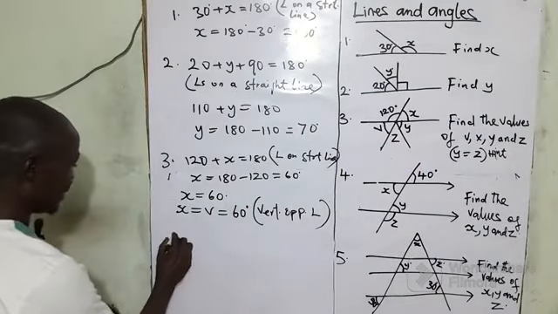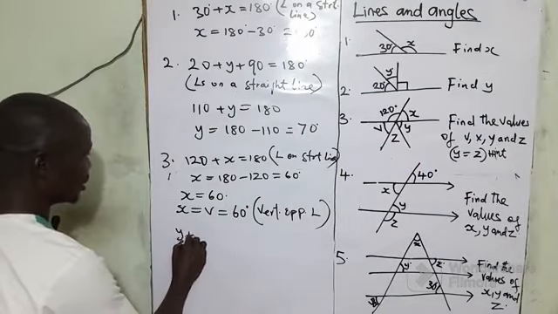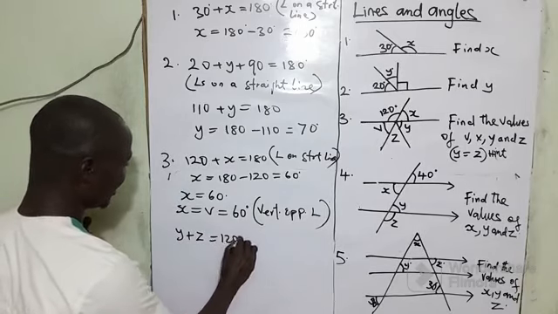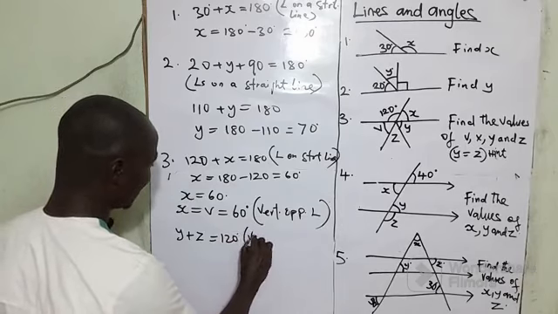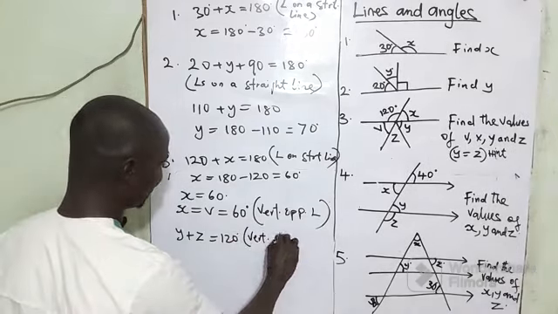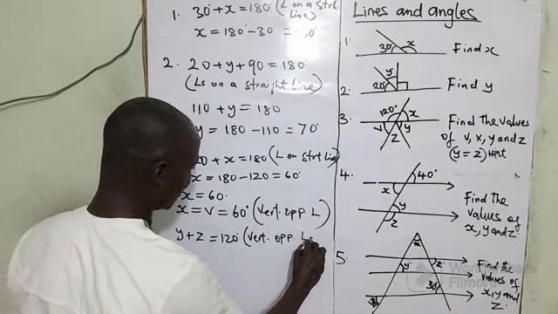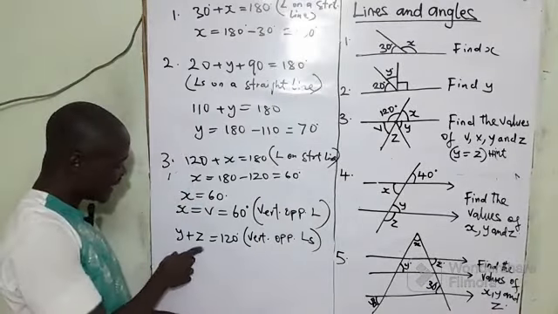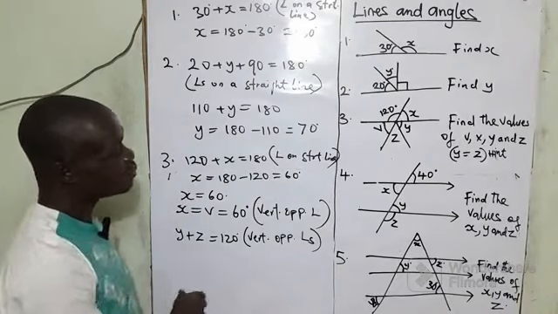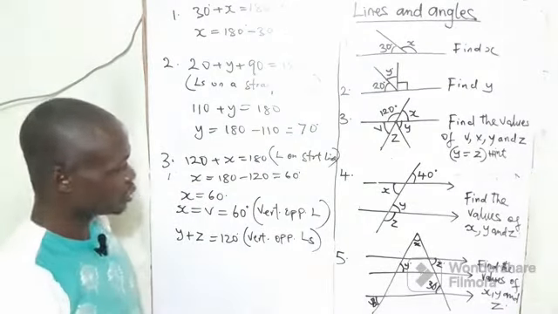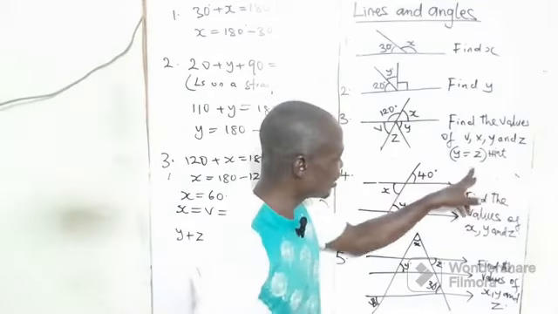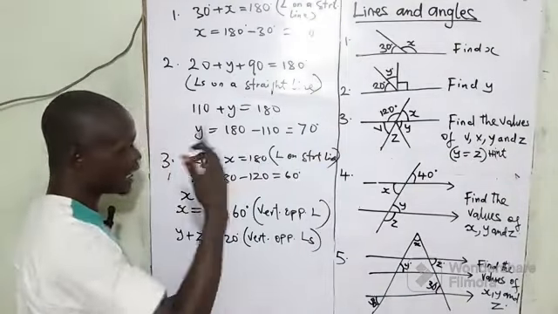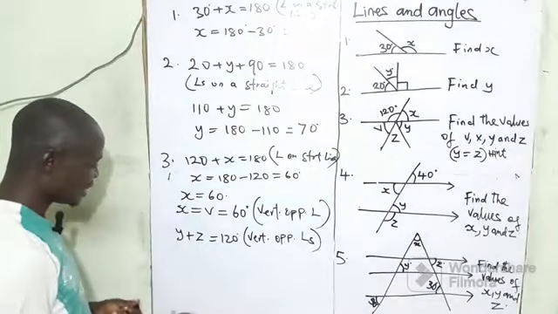So we have y plus z is equal to 120 degrees. The reason is vertically opposite angles. But we can't add x and y and z, because they are two unknowns. But we are given from the hint here that y is equal to z. So that means that we can replace each of the letters with the other.